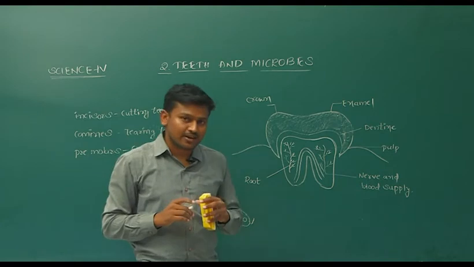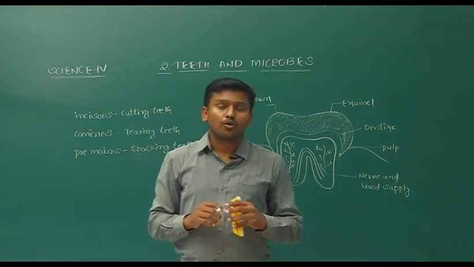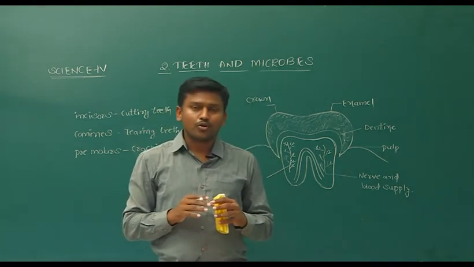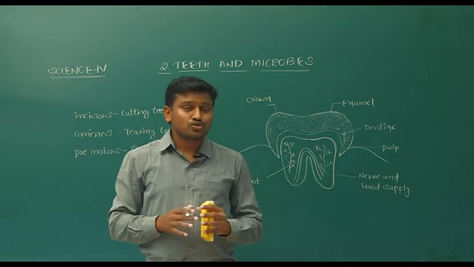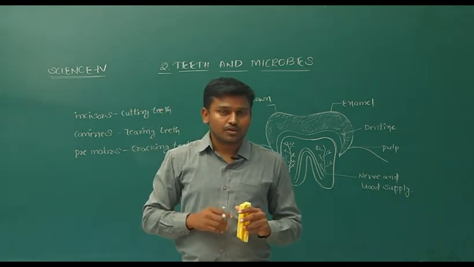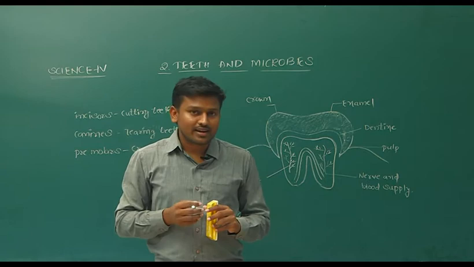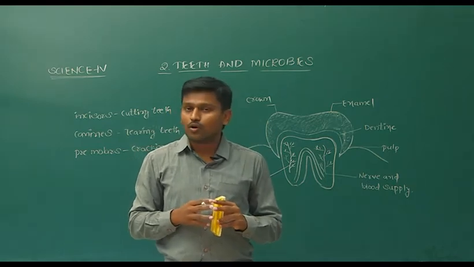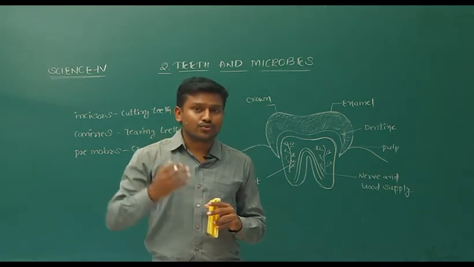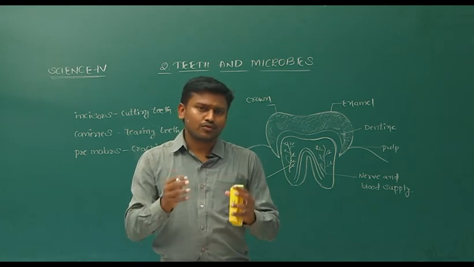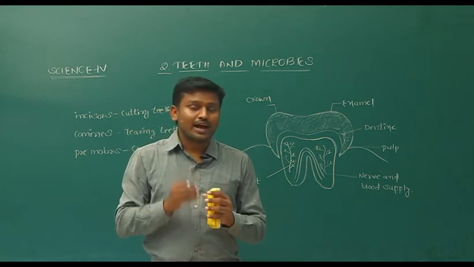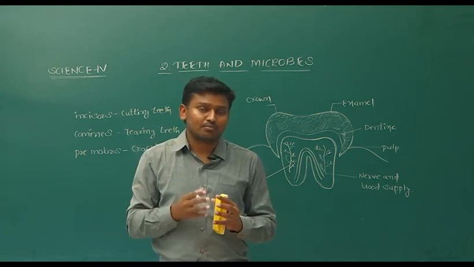And the last type, what is that? Molars. These are used to grind the food. So when you eat rice, boiled rice, what do we do? We grind the food. Whatever food substance we take, we have to grind properly in our mouth.